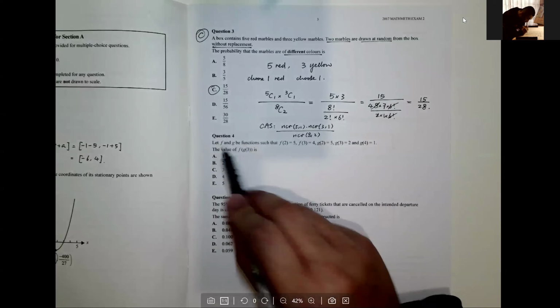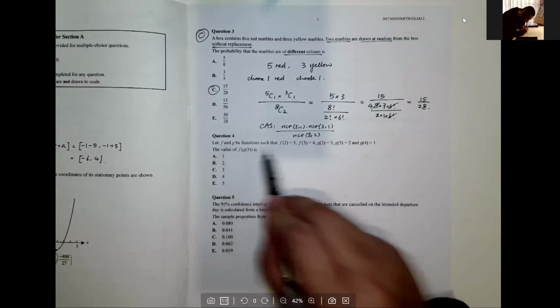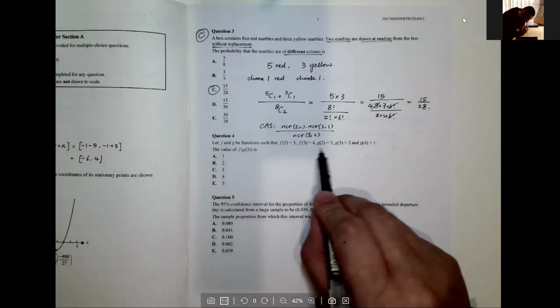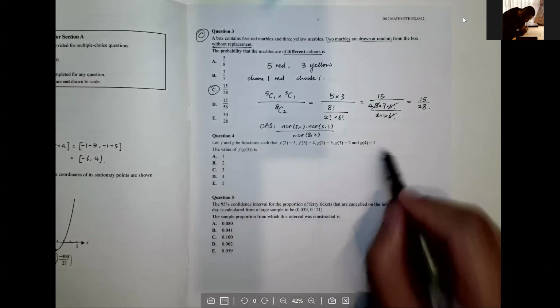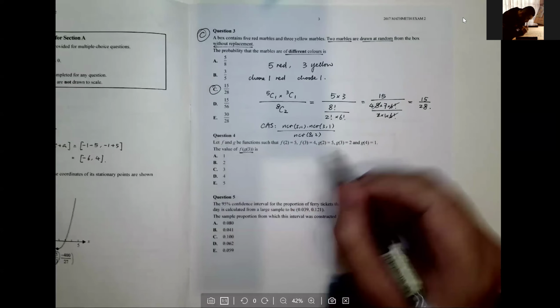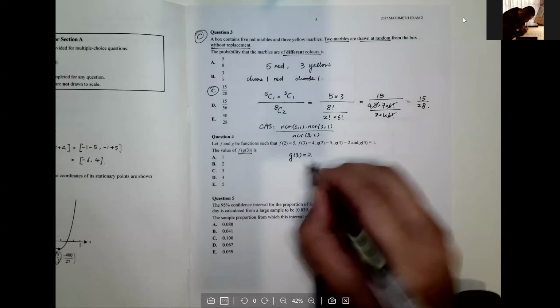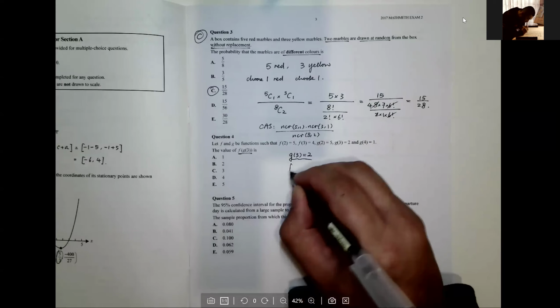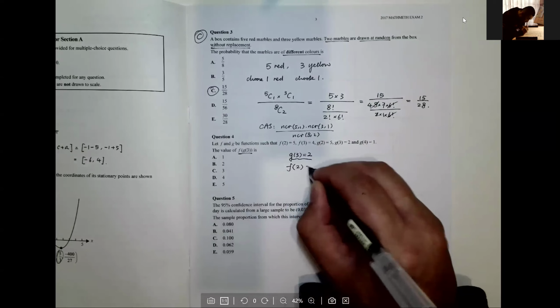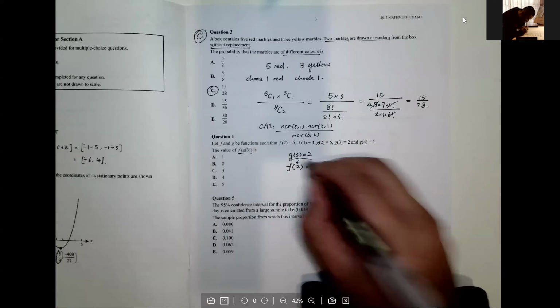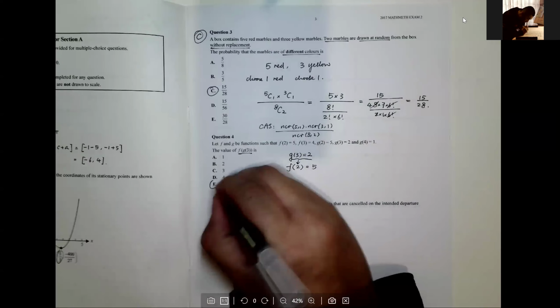Question 4, f and g are functions such that f(2) is 5, f(3) is 4, g(2) is 5, g(3) is 2, and g(4) is 1. So we would like to get f(g(3)). Firstly, the inner function g(3) is equal to 2. So once I substitute that into f, you will get f(2) equals 5. So from inside to the outside, therefore it's option E.